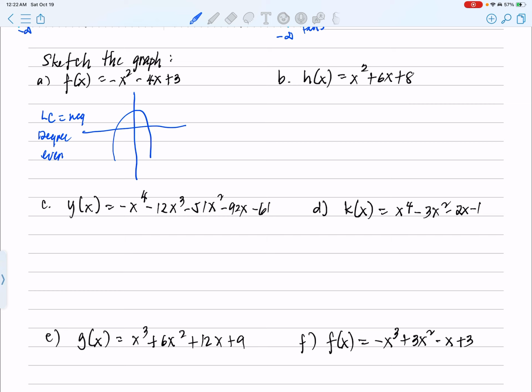Even, negative. What does it mean? It falls on the left and right. So this is negative infinity.